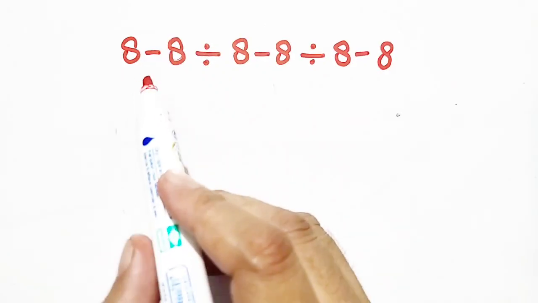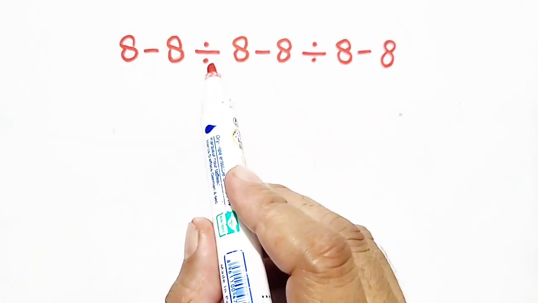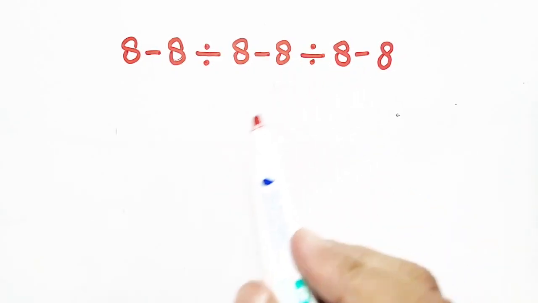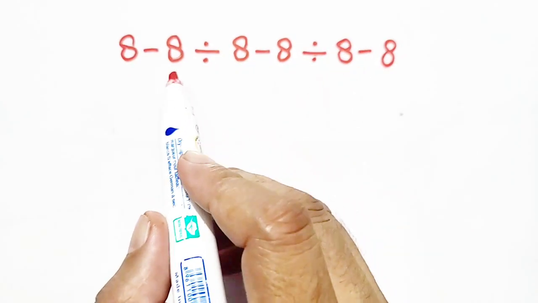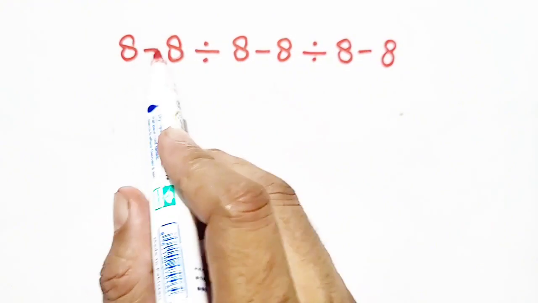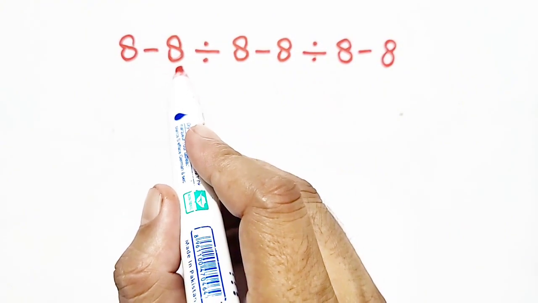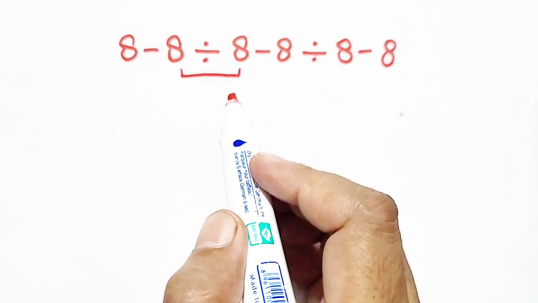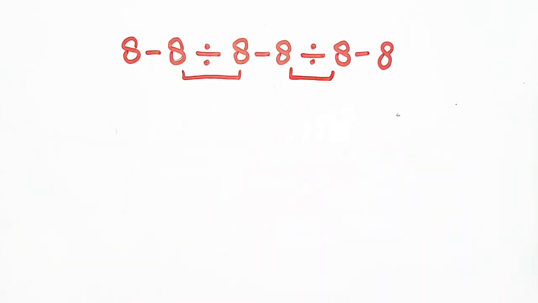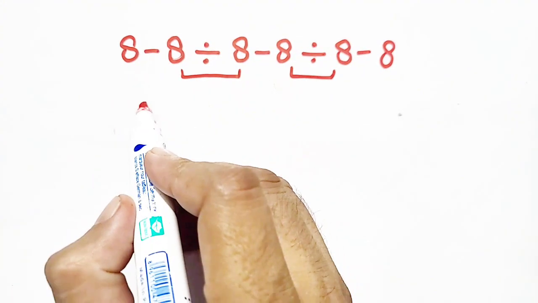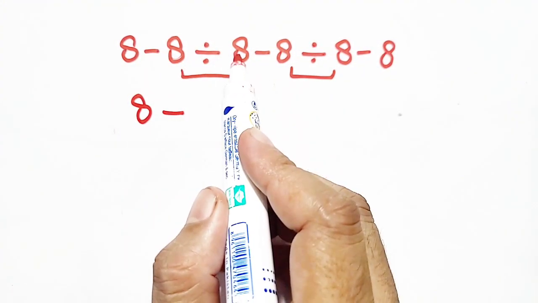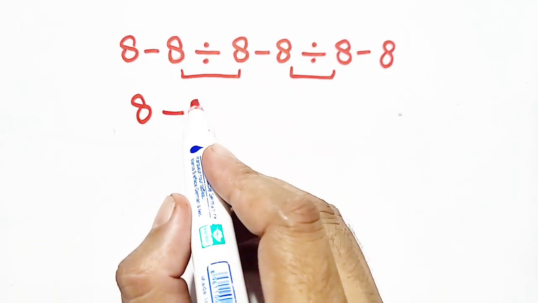My question to you is 8 minus 8 divided by 8 minus 8 divided by 8 minus 8. So don't simplify subtraction first. First of all, we have to solve division, then this division. So we will get 8 as it is minus 8 divided by 8 will be equal to 1.